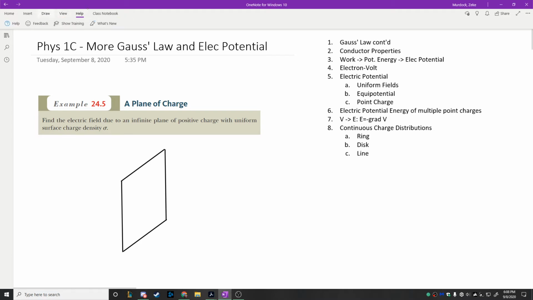It's working again. All right, so we have a plate. It's some kind of metallic plate, and it contains positive charges. They're distributed kind of evenly throughout the surface. Like this.